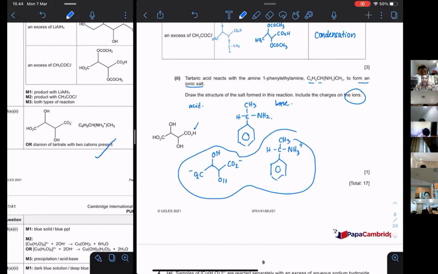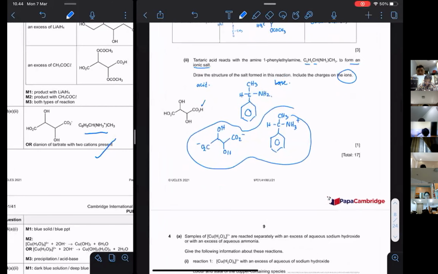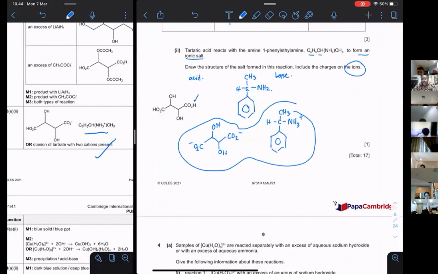So it's correct. Draw the structure, so it doesn't matter how they write it, we can draw, still the same. So that is going to be the three questions. We have done, and it's already 10:45.